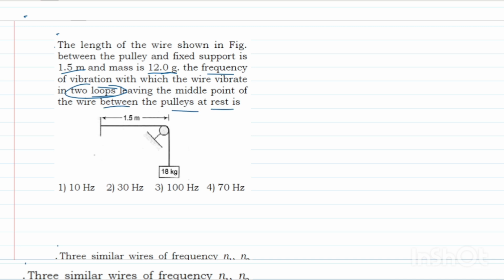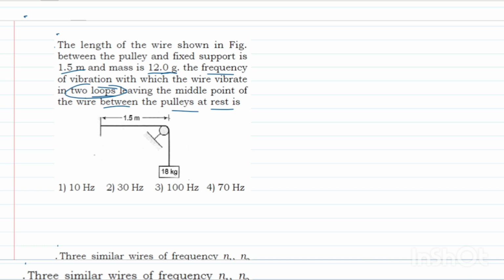Now students, look here, the length of the wire is given as 1.5 meter and the hanging mass is given as 18 kg. The mass of the wire is given as 12 grams. Okay, the length of the wire and its mass are given. The frequency of the vibration with which the wire vibrates in 2 loops is given.